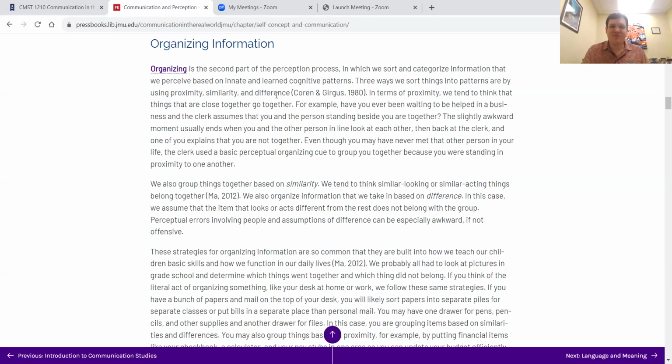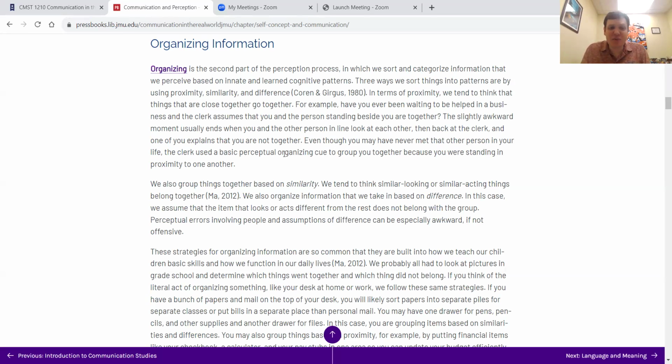So you want to kind of collect those things, maybe physically near each other. There's some examples here. So it talks about, like, if you're a clerk and you're trying to determine if someone's in a group or someone's separated, maybe how close they're standing together.